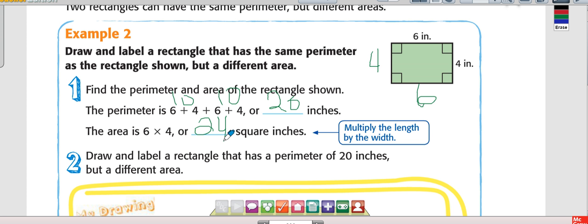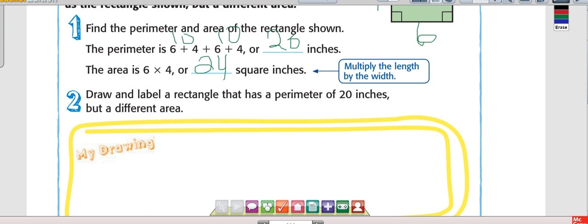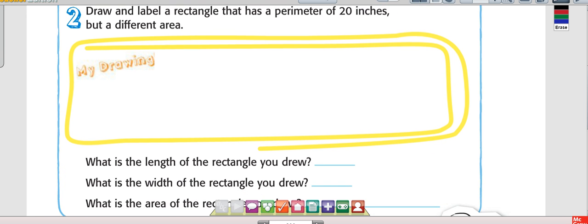So I need to find the same perimeter but a different area. Well, when I add all of those, let's go ahead and draw. Now it says draw and label a rectangle that has a perimeter of 20, but a different area. So I'm going to draw. Go ahead and do that. You're basically drawing a rectangle that has the perimeter of 20 inches.